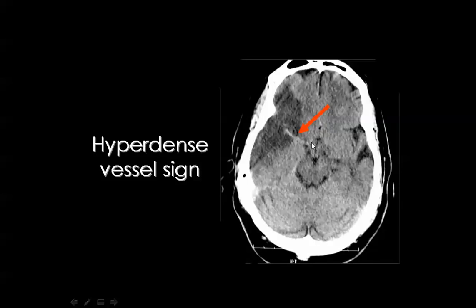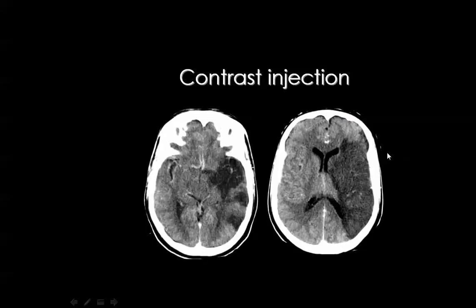And sometimes you can see the hyperdense sign, but you cannot see the infarction itself because the dead brain tissue may need some time to appear in the CT scan. Then you call this hyperacute infarction.